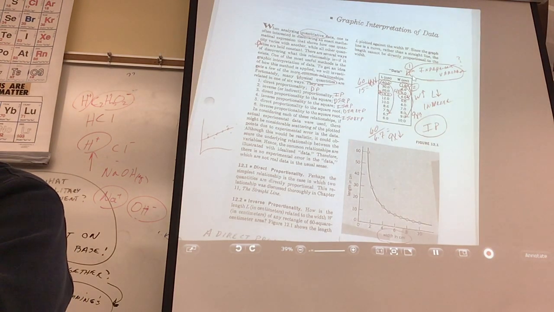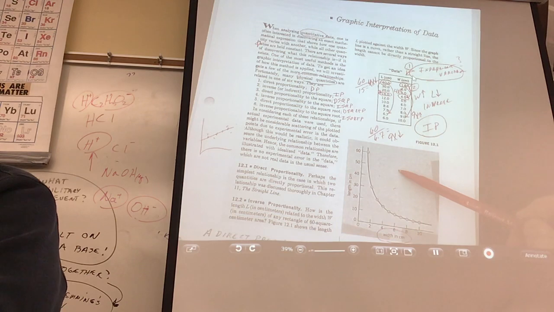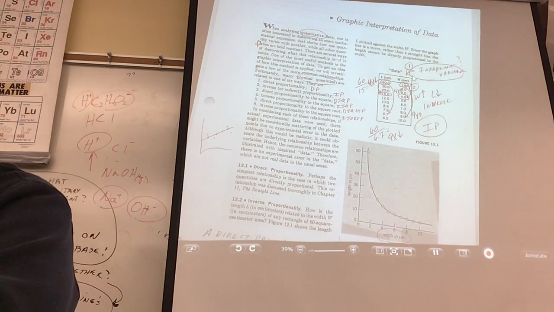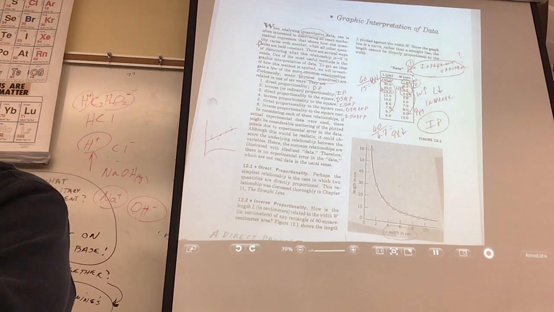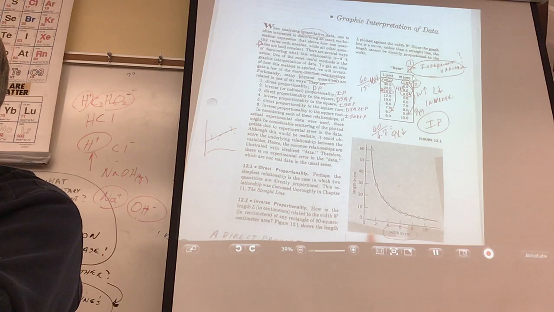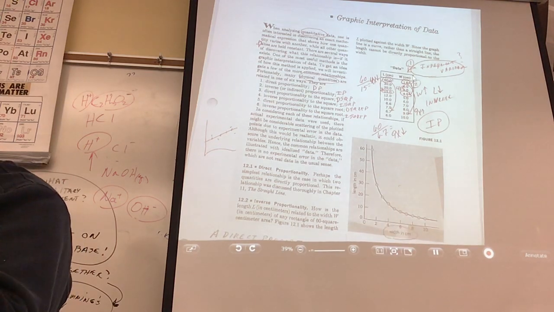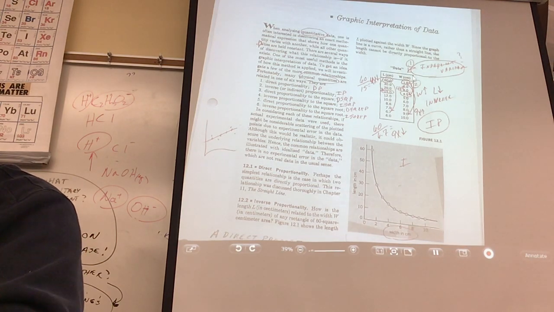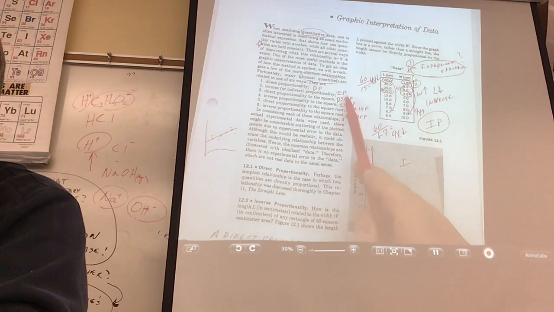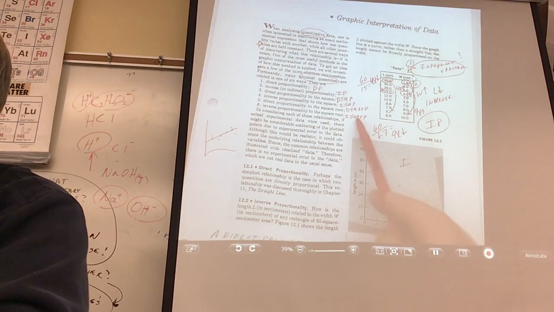Okay? I have another page, though. Guess what's on another page? Only graphs. So now, let's pretend that you look at this and said, what do you think? Is that direct? Is that one of the directs? It can't be. As this gets bigger, this gets smaller. It can't be any of the directs, is it? It must be one of the inverses. How in the world am I supposed to know which inverse it is? Is it this one? Is it this one? How do I know?